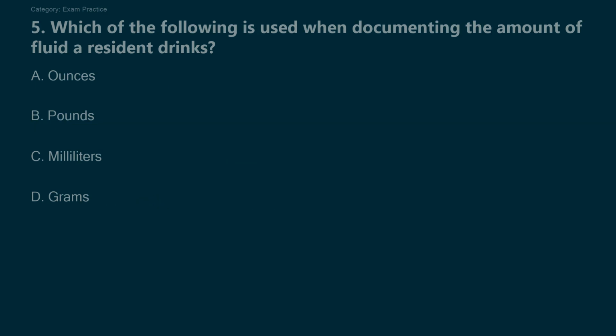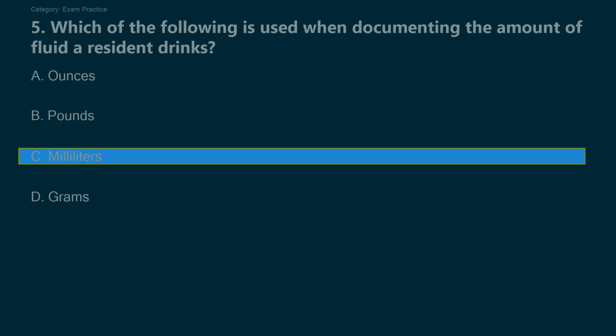Question 5. Which of the following is used when documenting the amount of fluid a resident drinks? Option A. Ounces. Option B. Pounds. Option C. Milliliters. Option D. Brevs. The correct answer is option C. Milliliters.